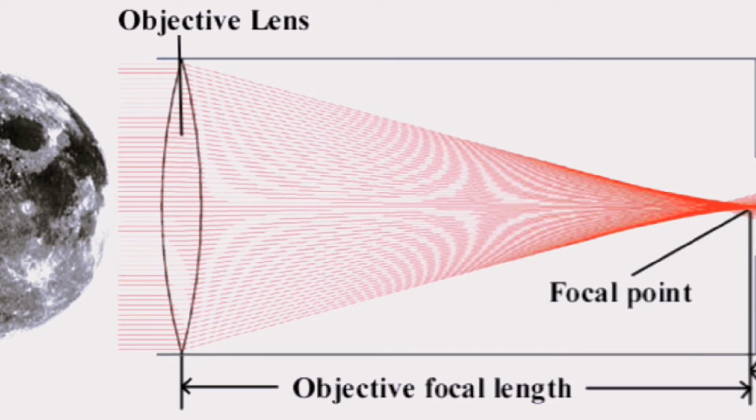The objective lens is used to collect as much light as possible to form a brighter image, or we can say to bring the faraway object closer to us, and the eyepiece is used for magnifying the objects. That's why the moon seems bigger.